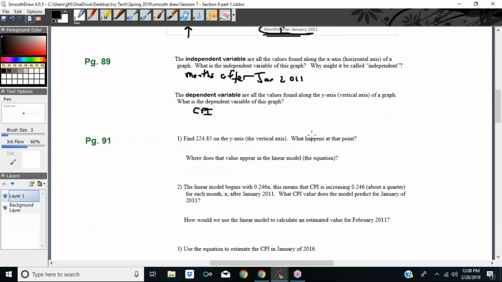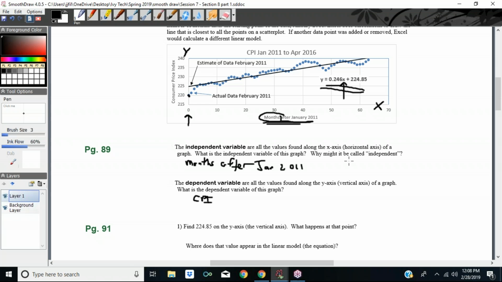So now let's go back to page 91. Page 91 has some problems on there that want us to look at what's happening and identify some different pieces. It says find 224.85 on the y-axis and what happens at that point, and where does that value appear in the linear model. So let's take a look. 224.85. Right there. What happens at this point?